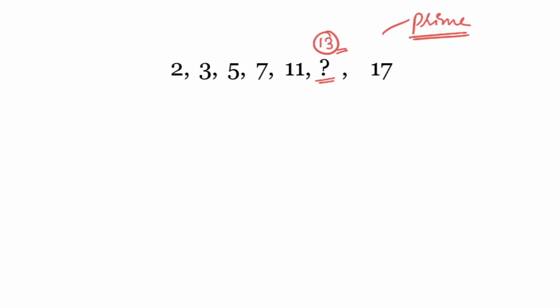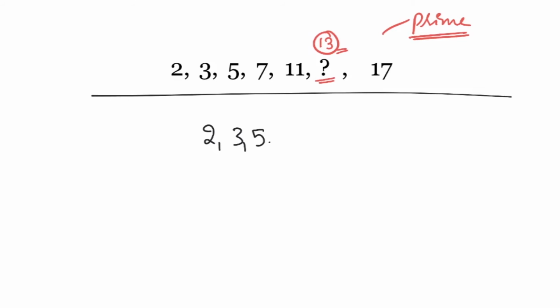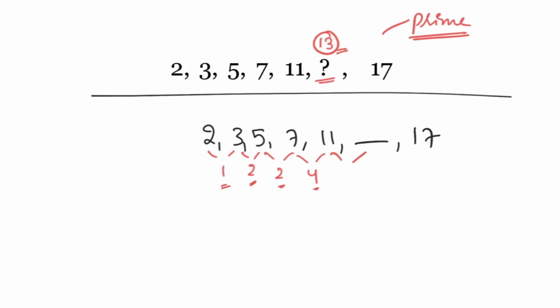Answer is 13. And if a prime numbers series is given, you cannot find the next term using difference. See, 2, 3, 5, 7, 11, a term is missing, then 17. If you go through differences, 1, 2, 2, 4. What is the next difference? Started from 1, 2, 2, 4.